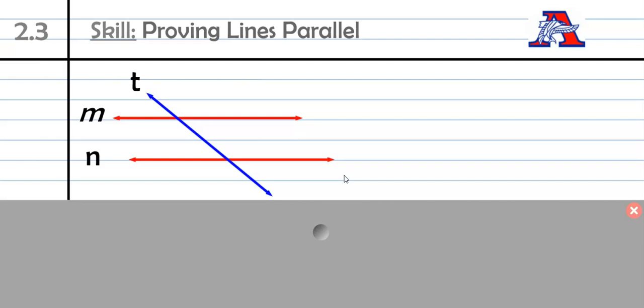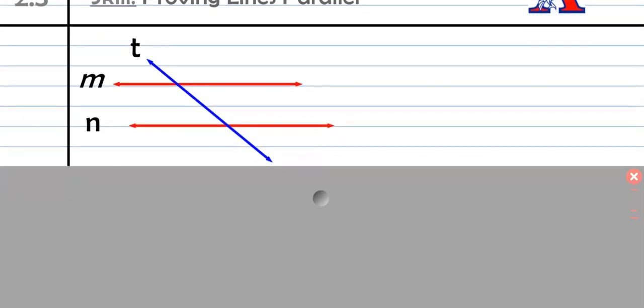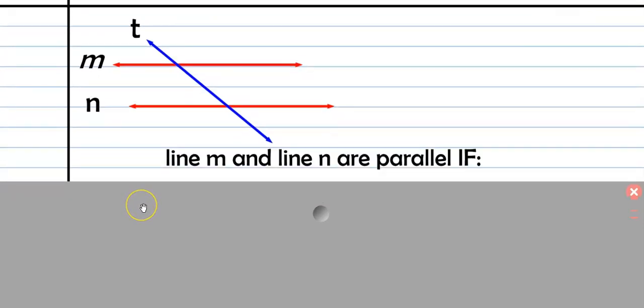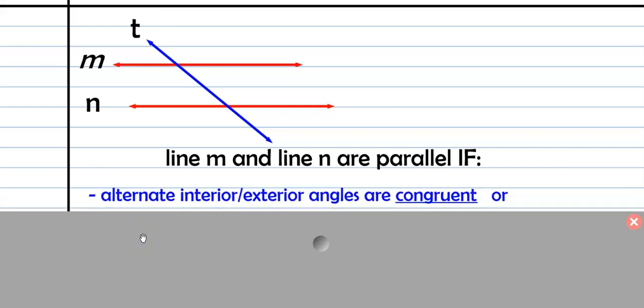What if we didn't know if they're parallel? Is there something, or are there some things, that would tell us that? And absolutely there are. So this is very crucial to get in your notes. You're going to use this over and over. So lines M and N are parallel if one of the following things happens.